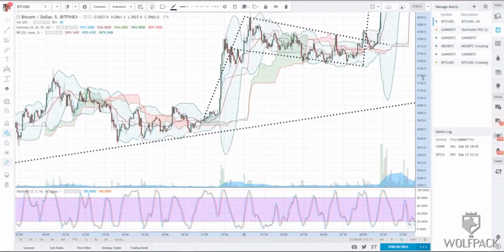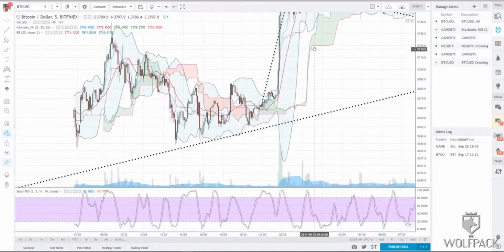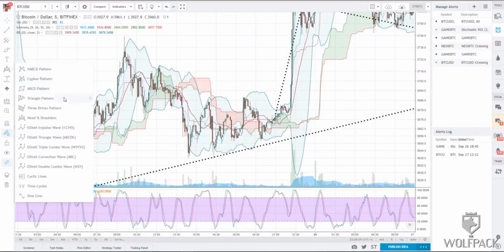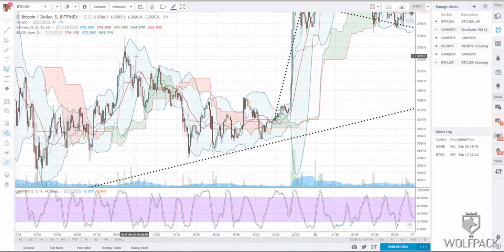Okay. So a 3-point drive is basically like when something tries to challenge something. It could also be a triple bottom. It could be a triple top. As far as the continuation pattern, the 3-point drive isn't necessarily a continuation pattern unless it starts as a continuation pattern. So right here, this is actually a reversal 3-point drive.